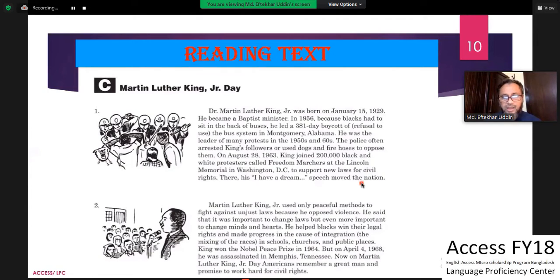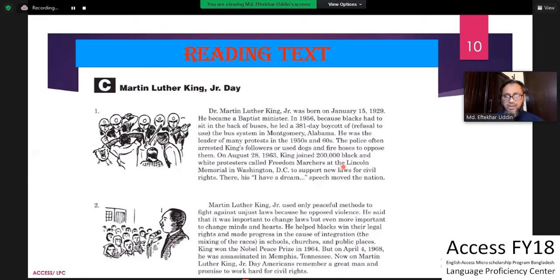Okay. Can anybody tell what is Alabama? Is it a name of a person or a place? It is the name of a city. Place. It's okay. So can anybody tell how long was the boycott? 381 days. Okay. And can anybody tell whether the blacks were allowed to sit at the front or not? Not. Okay. So they are not allowed.